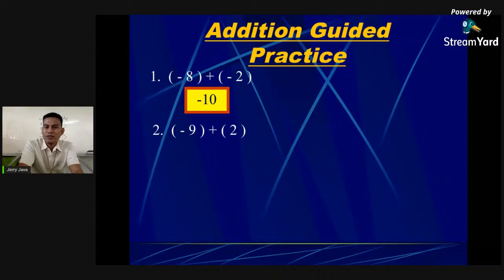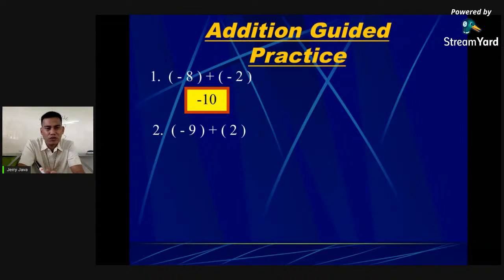So they are unlike signs, no? One is negative, one is positive. And it's addition. What are you going to do? So subtract. Kasi kapag unlike signs, you subtract. So one is negative 9, one is positive 2. So 9 minus 2 gives you 7. And copy the sign of the bigger number.